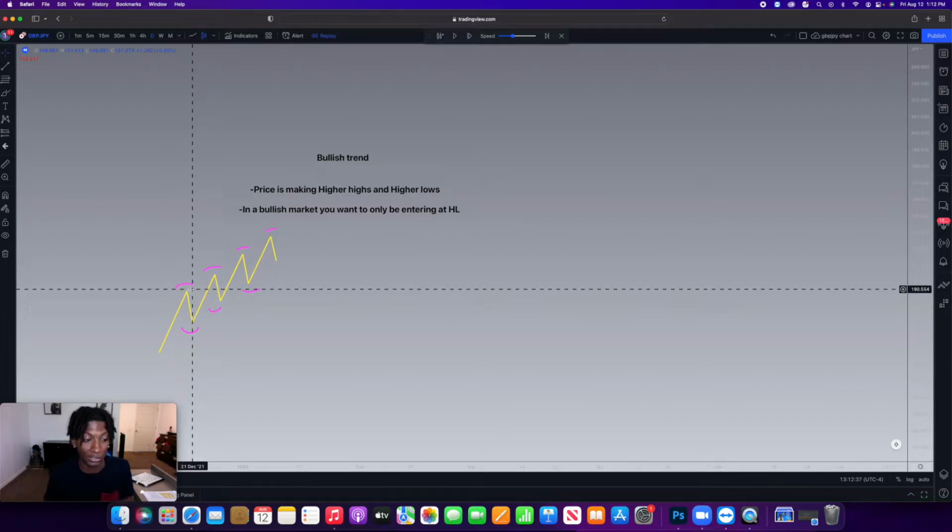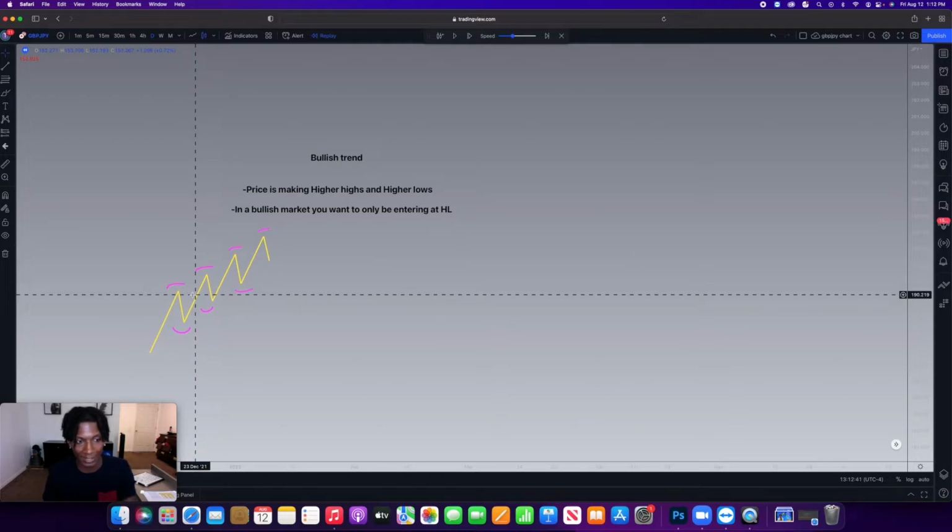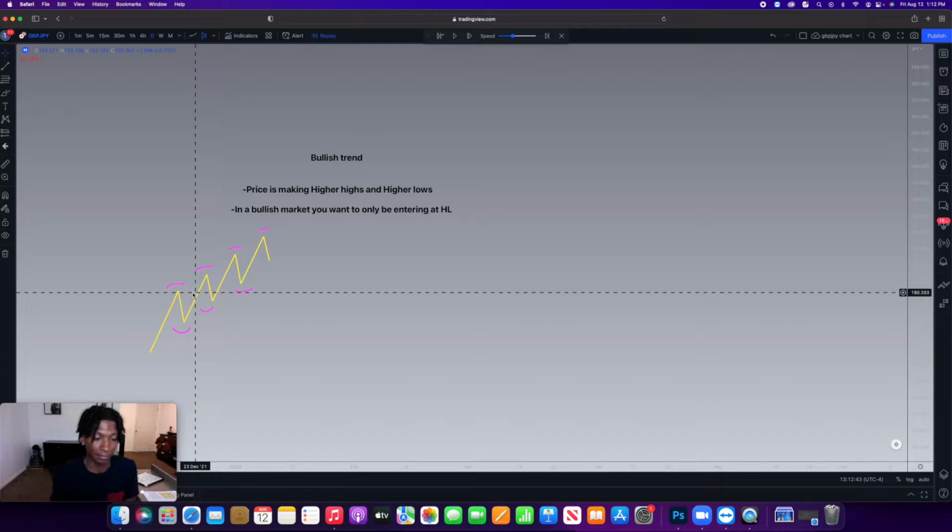Buy low, sell high. And it's not even to say that you would sell high in a bullish trend. In a bullish trend, you're only looking for buys. You should not be placing any sells in a bullish trend, especially if you are an intermediate trader. Do not be trying to counter trend trade. It is not worth it. It's not worth your account. Just be patient and wait for the low to be made and buy at that low.